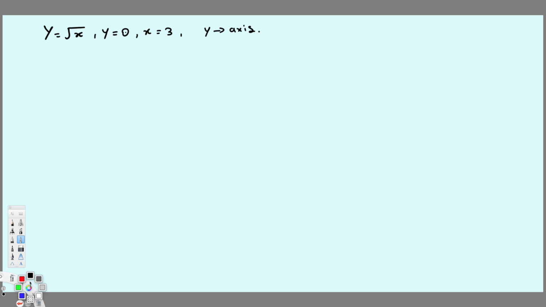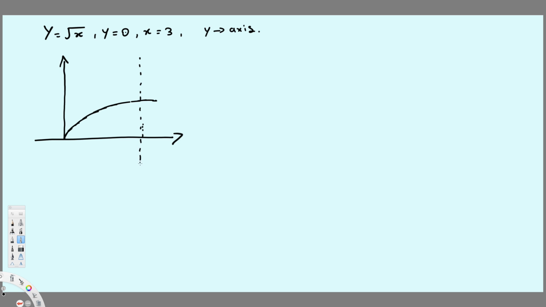First of all, let's go ahead and draw the diagram for the graph for this one. So we have y equals root x. The graph of y equals root x looks like this. And they also mentioned x equals 3, so this is the x equals 3 line. So the region we are interested in is going to be this region.